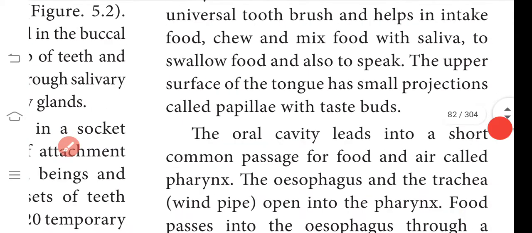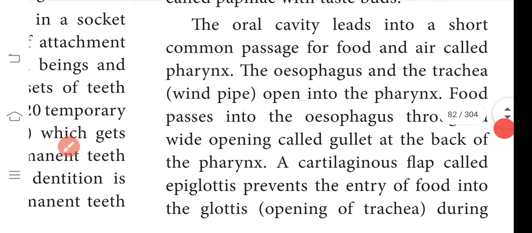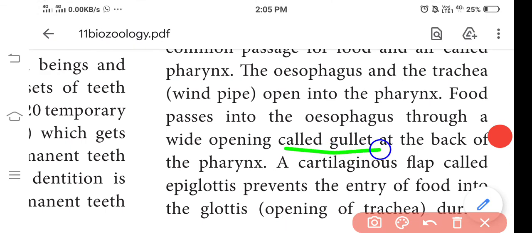The oral cavity leads into a short common passage for food and air called the pharynx. The esophagus and trachea open into the pharynx. Food passes into the esophagus through a wide opening called the gullet. Food passes through the gullet at the back of the pharynx.